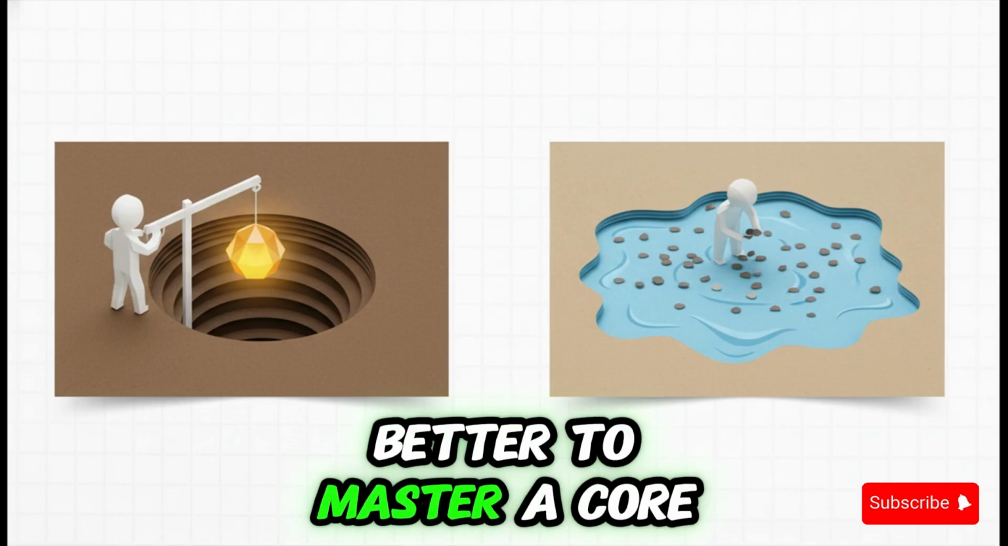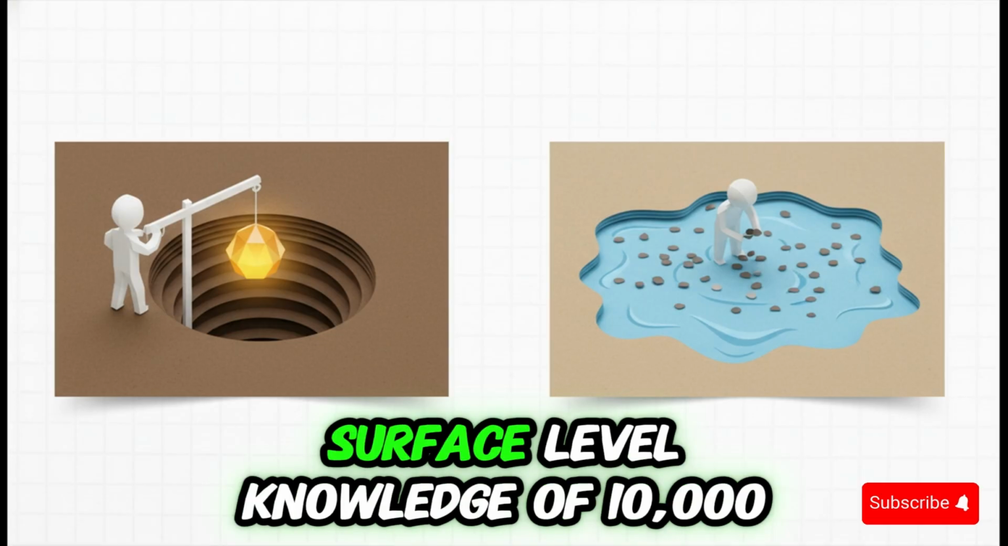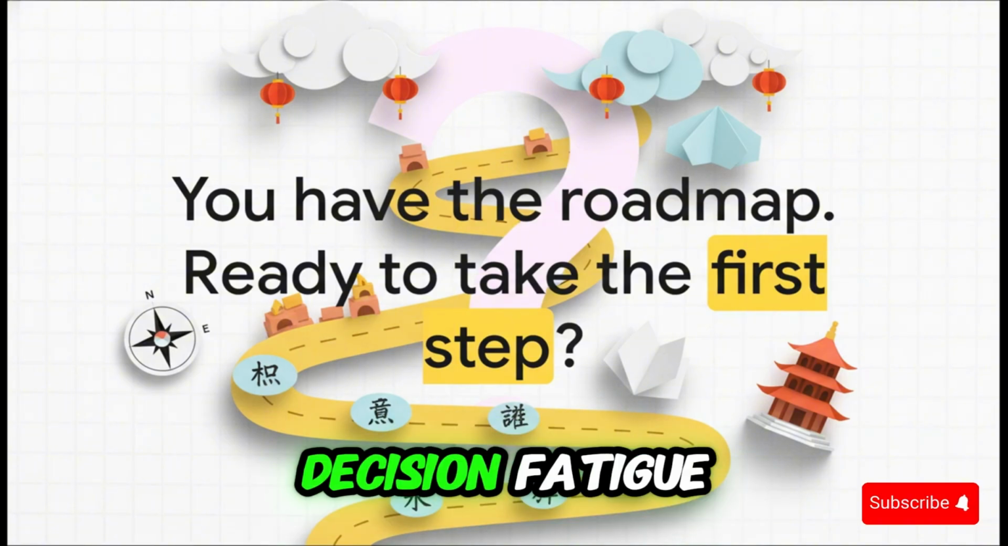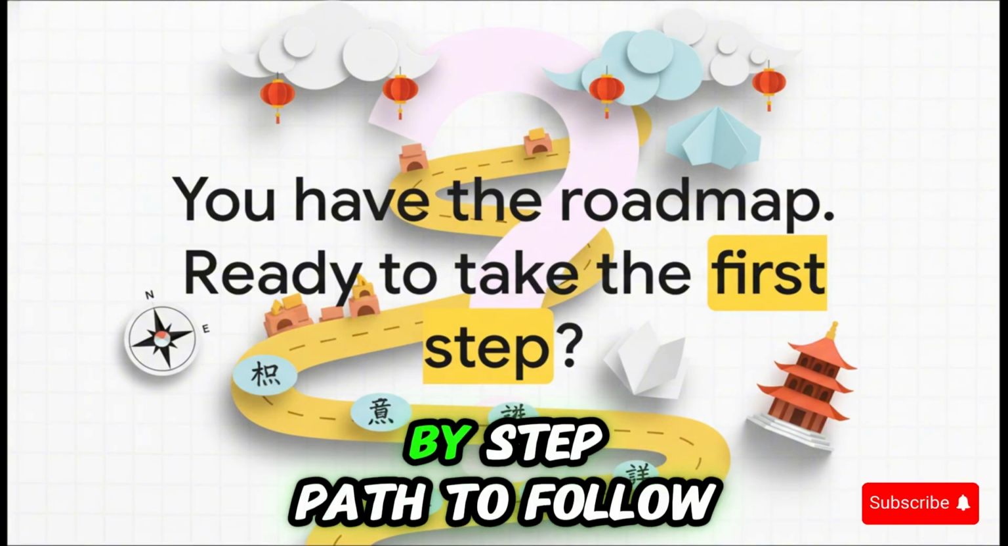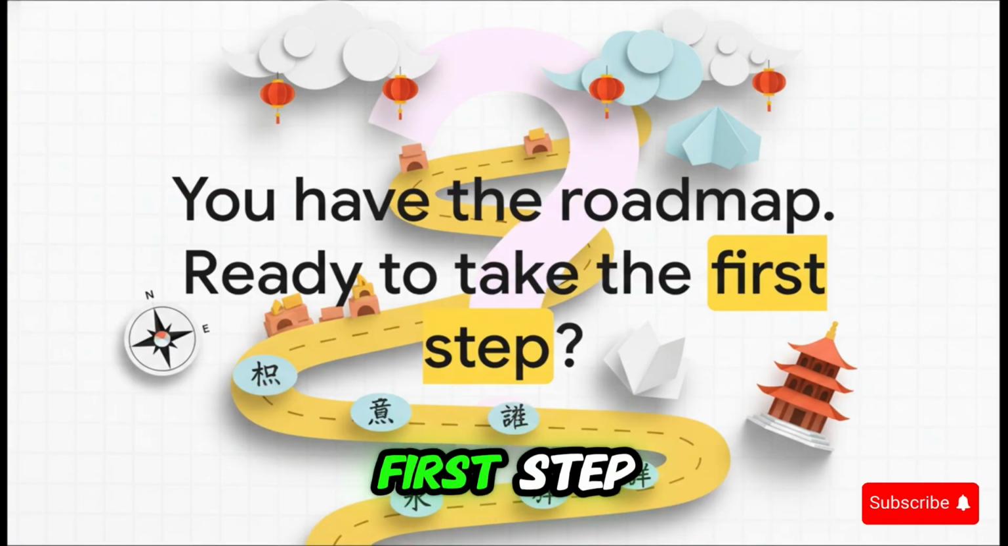It's so much better to master a core vocabulary of 2,000 to 3,000 common words than to have a weak, surface-level knowledge of 10,000. And that's it. That's the roadmap. No more confusion, no more decision fatigue. You have a clear, step-by-step path to follow. So the real question is, are you ready to take that first step?